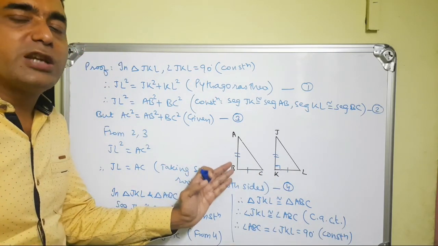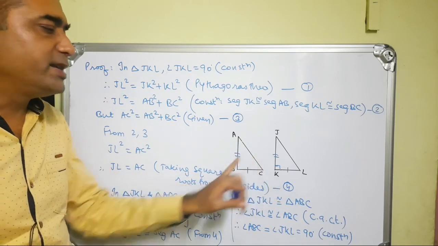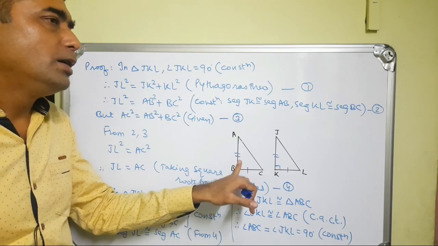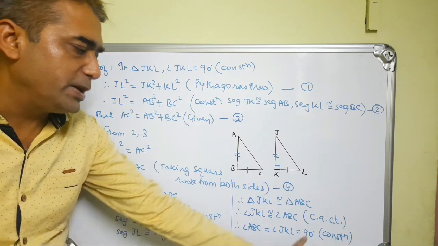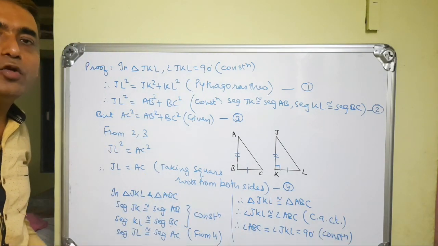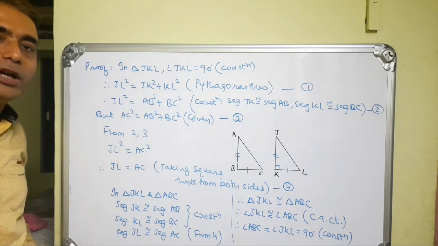So we have proved the statement here that if the square of one side is equal to the sum of squares of the remaining two sides, then that triangle is a right angled triangle. We have proved it here that angle ABC is 90 degrees. Okay, now in the next video we'll move to practice set 2.1.